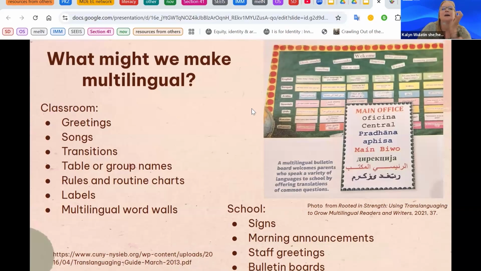If you have any that you already do or that you might like to try, you could drop those in the chat as well. Think about your school and your classroom and what is multilingual there and what might be made multilingual.